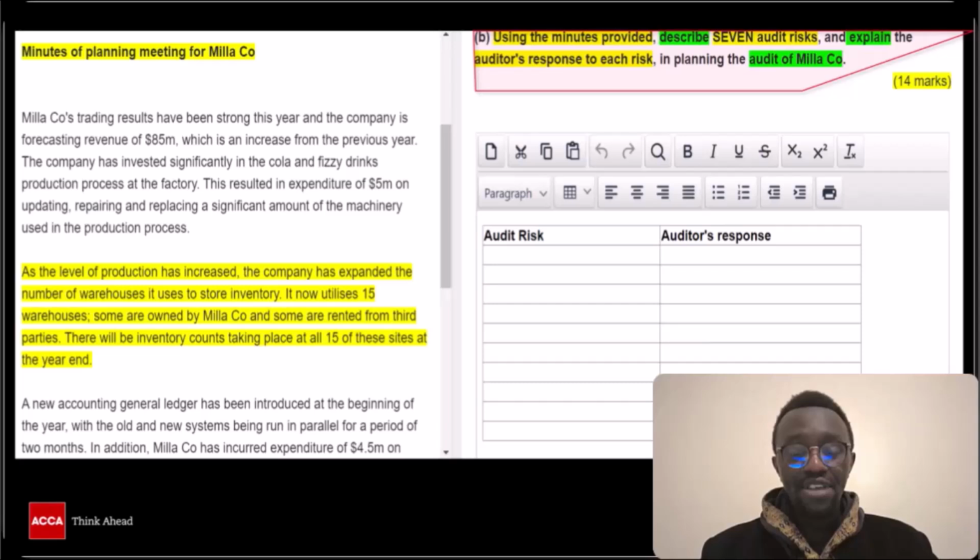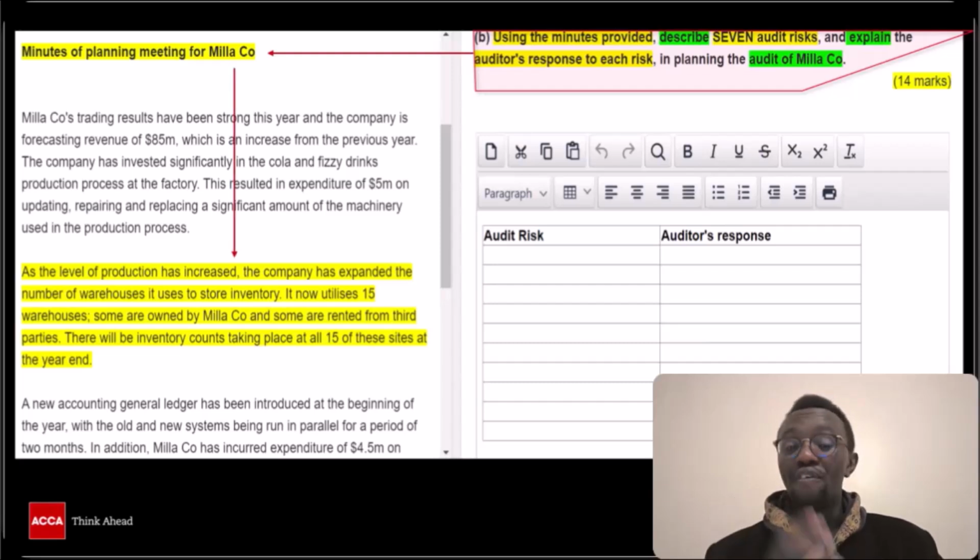So describe 7, not 6, not 8, okay, but 7. So I want us to also be very keen on that. Choose your best 7. All right, choose your best 7 from the scenario. There are times when you will find, or rather all the times you'll find, that the risks are more than 7, but choose your best 7 and explain the auditor's response to each risk. Now, what do you notice here? First, there are the minutes of the planning, and then we come to the identified risk in the scenario. And then what should I do next?